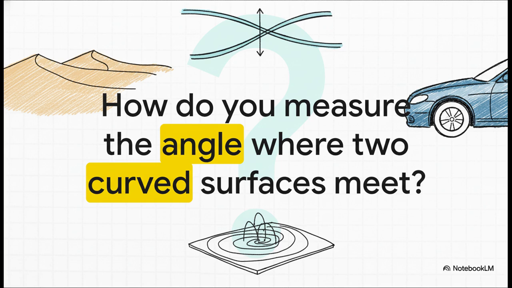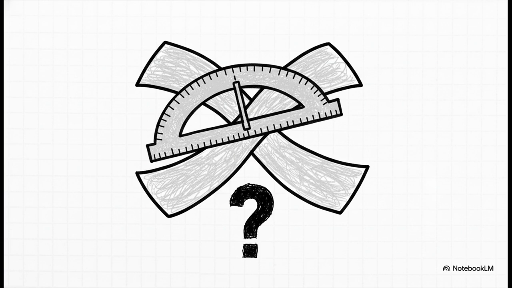It's not a sharp corner. It's this smooth, flowing curve. And that's the real problem, isn't it? You can't just put a protractor on it. Along that line where they meet, the angle is constantly changing. It seems like it would be impossible to measure at any single point.